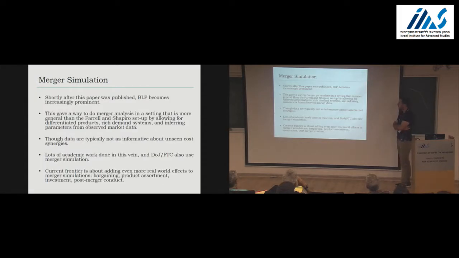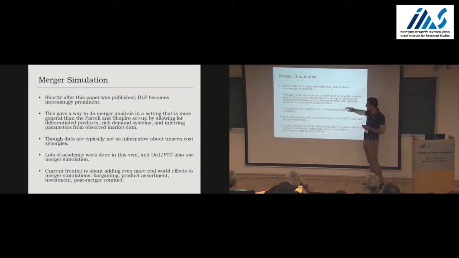Okay, so where things went, and I wasn't around for this, but my understanding of where things went was, after this paper, BLP, the demand estimation combined with Nash pricing, was becoming increasingly prominent. That gave you a way to simulate mergers in a setting that's much more general than the Williamson model. You can have differentiated products. You can think about adding and dropping products, rich demand systems with heterogeneity, and furthermore, it gave you a way to infer those parameters from observed market data.